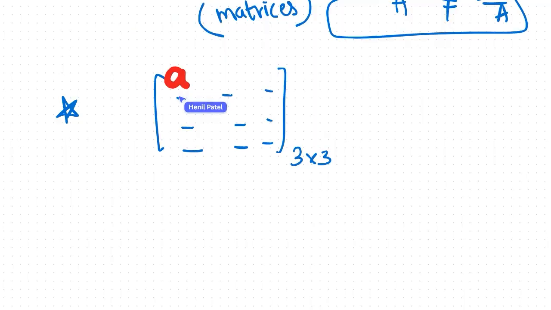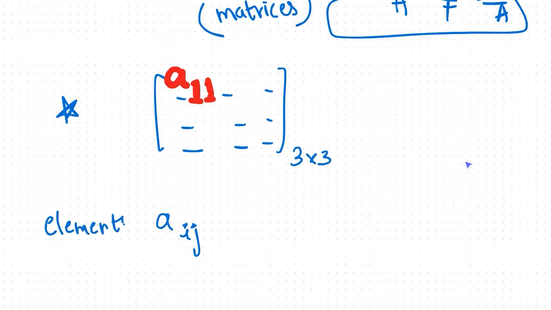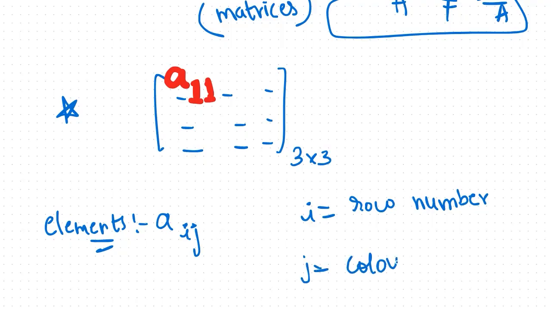It lies on the first row, right? So write subscript 1. And it lies on what column? First column. So this is called A11. The first element is called A11. Usually they represent elements as Aij. I is the row number or position, and J is the column.